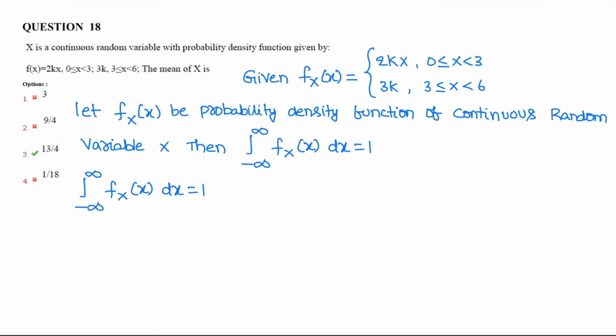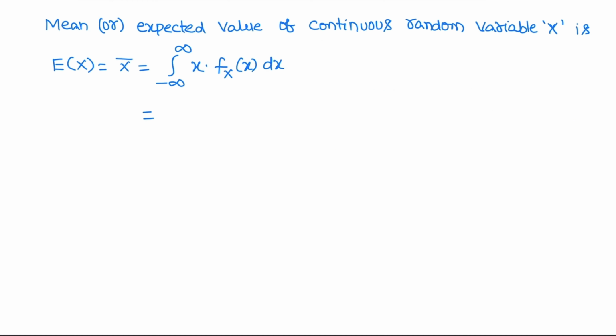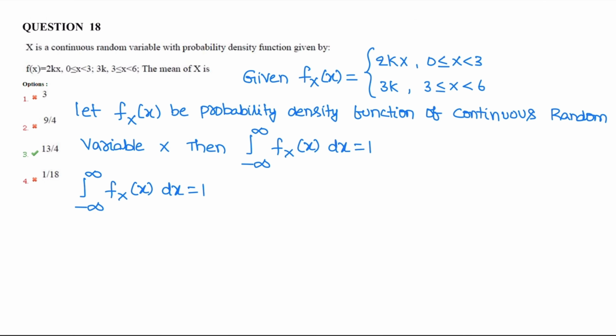Next, question number 18. Let x be a continuous random variable with probability density function given as f of x is equal to 2kx, and the limits are given. Then the mean value of x is. We know that the mean value or expected value of a continuous random variable x is given as expectation of x is equal to x bar, that is the integral from minus infinity to infinity of x into f of x dx.